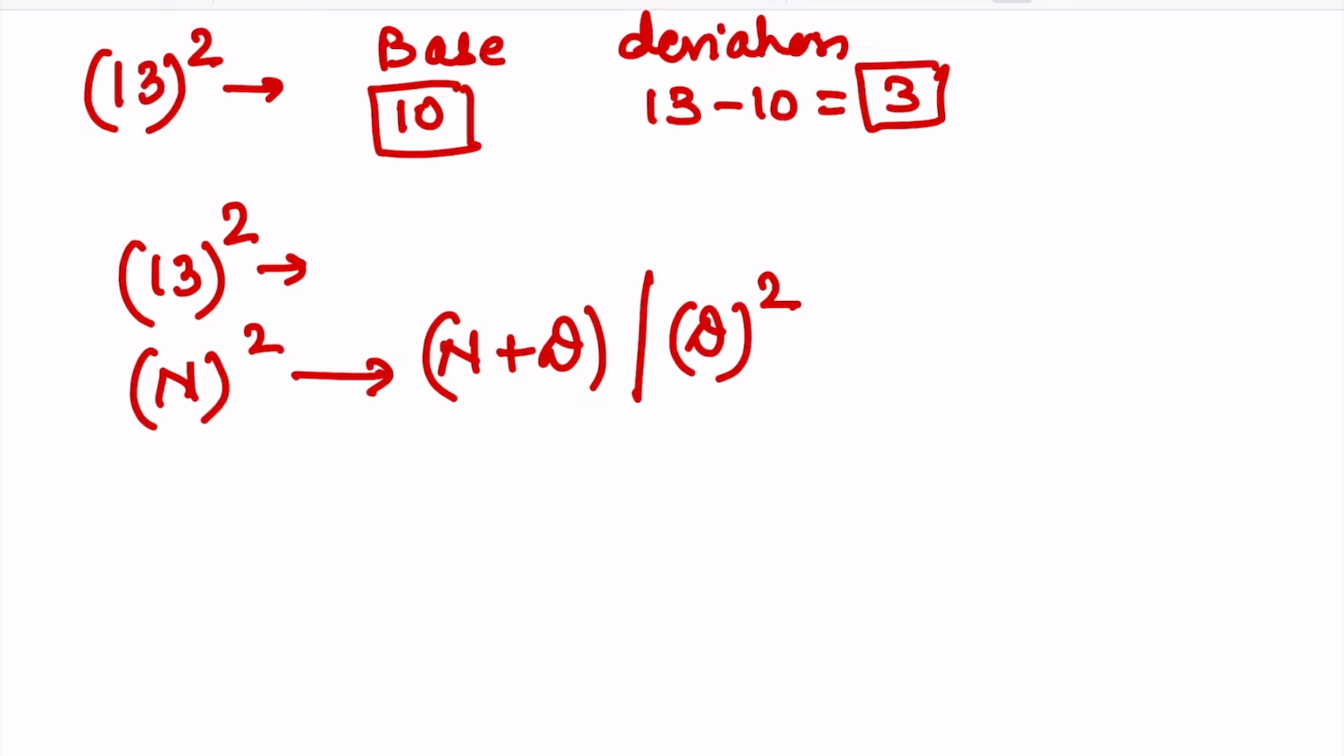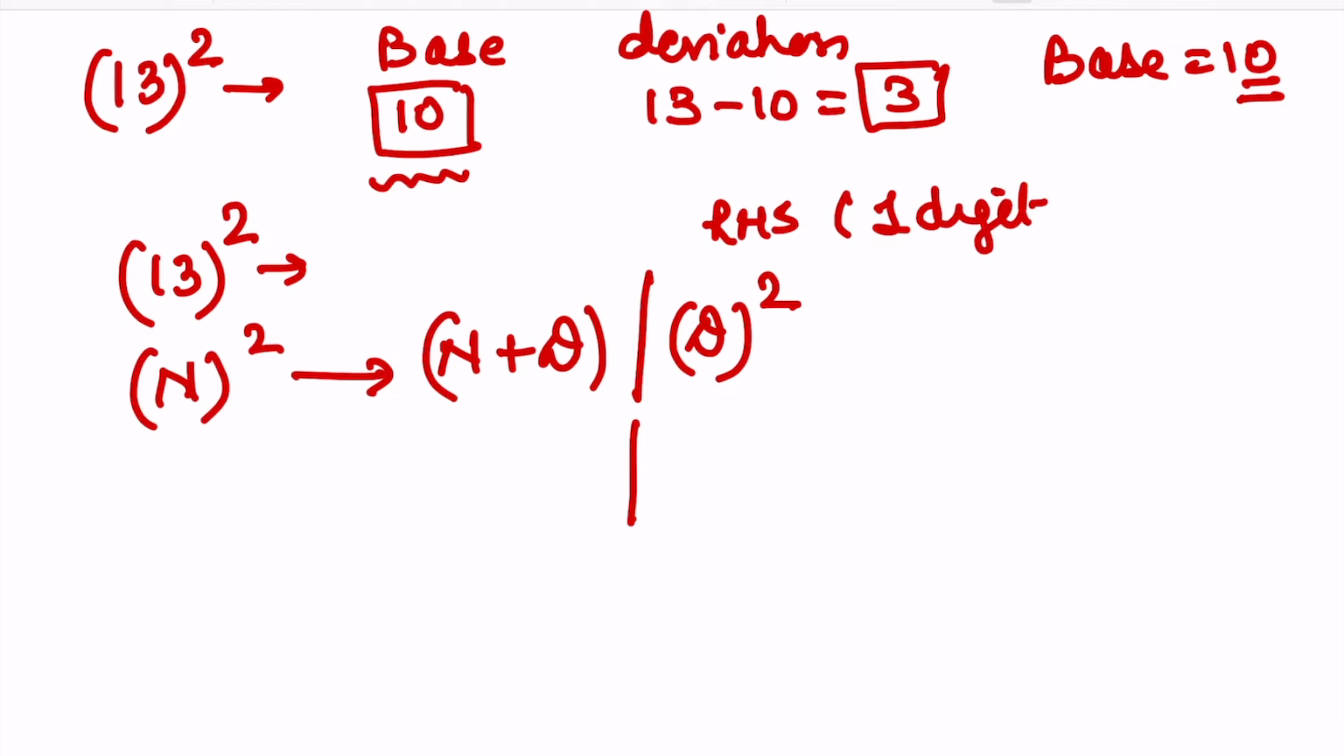Now note one thing, since 13 is close to base 10, it has only 1 0 in the unit place. So I'll keep the RHS as 1 digit. So I'll write the square of 3 as 9. If the base has 2 digits, suppose 2 zeros, then I'll write the base as 0, 9. So we have to understand whether the base is 10, whether the base is 100. So since it is a single digit, 1 0, so I'll write the base as 9.